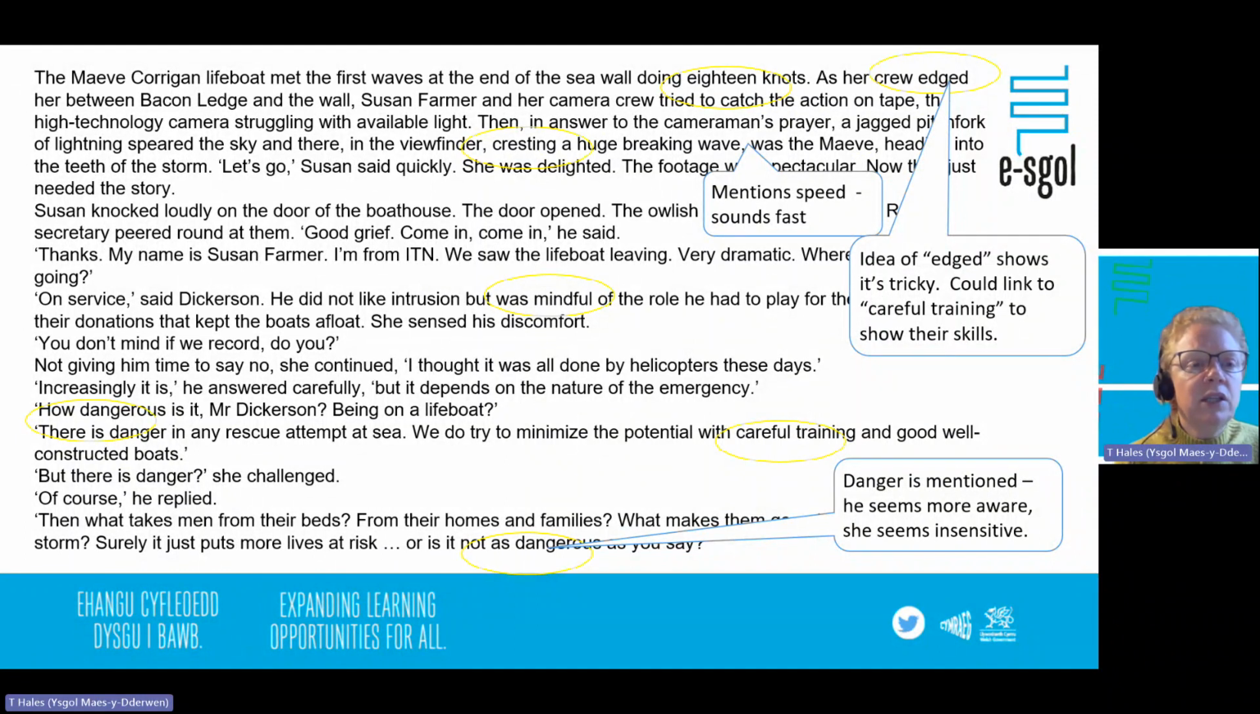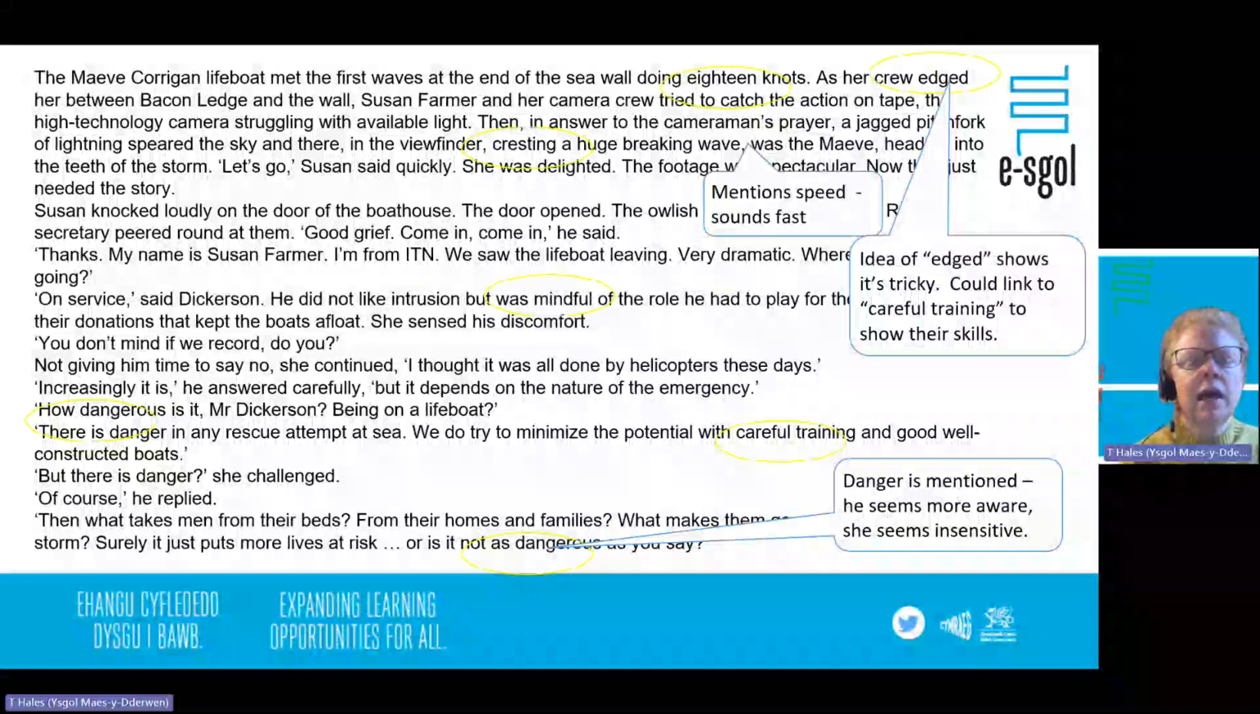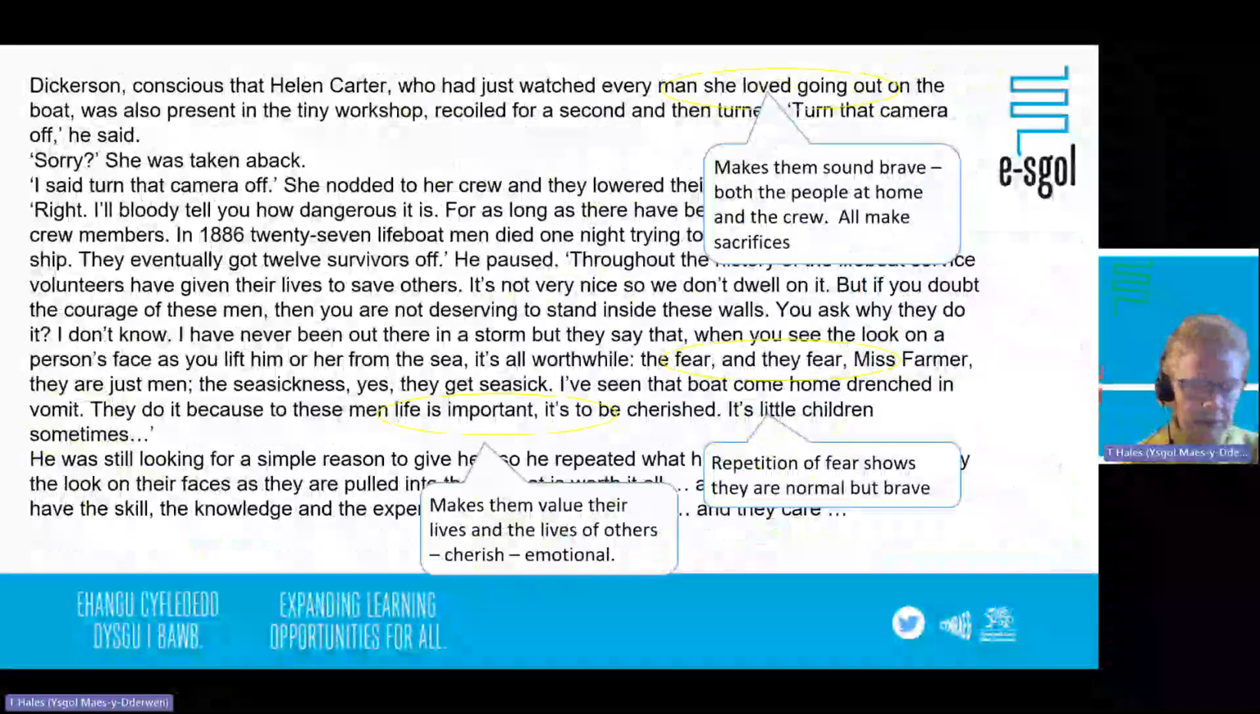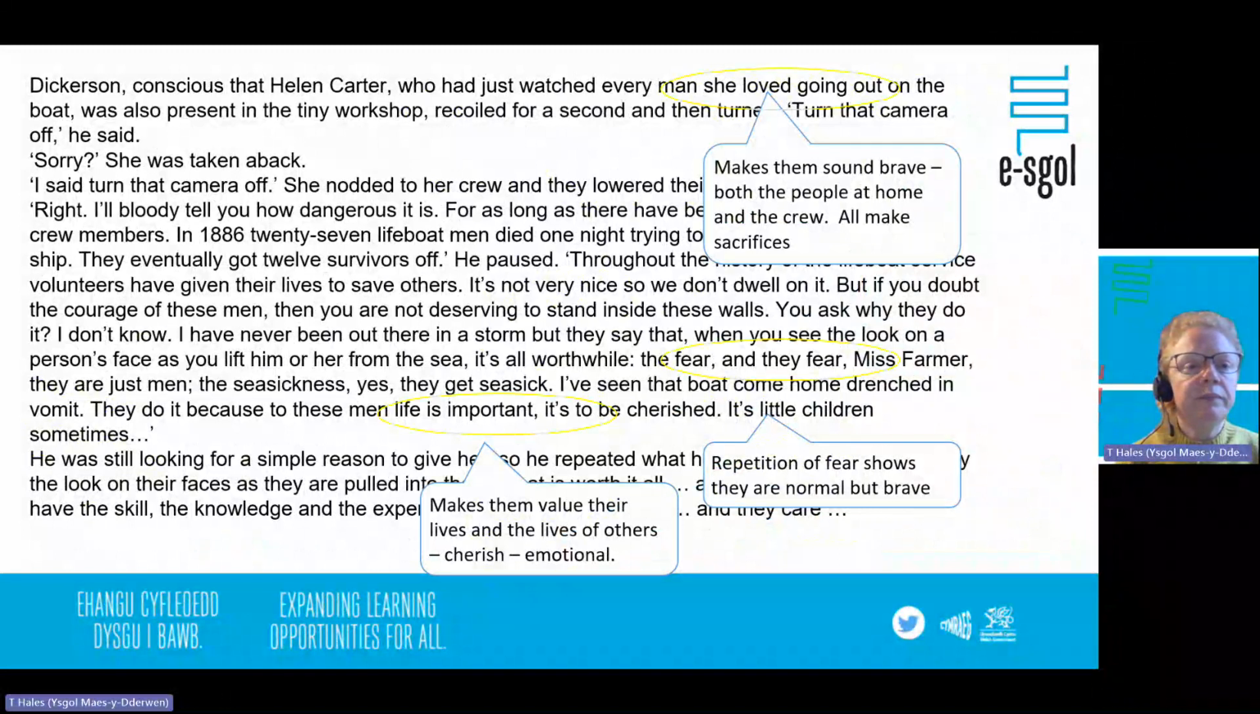The word danger is mentioned several times in this story. So you might want to talk about the fact that they seem to be very aware of the danger, but that the presenter seems to be insensitive to that danger. So that's another one you could do.